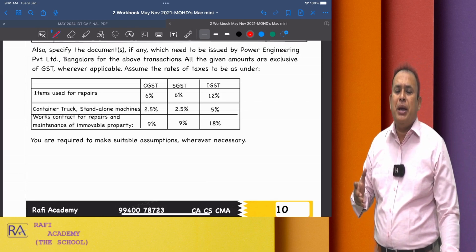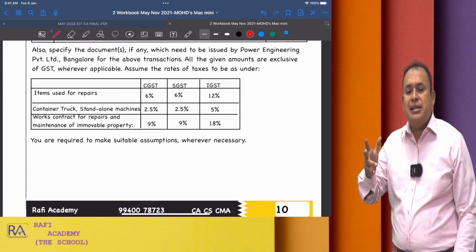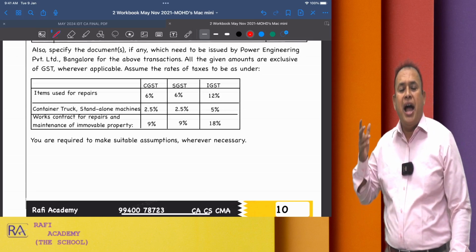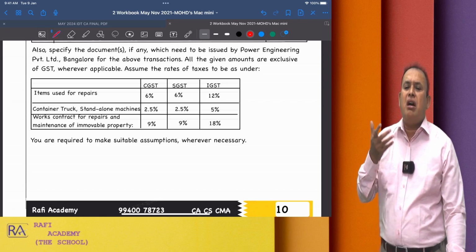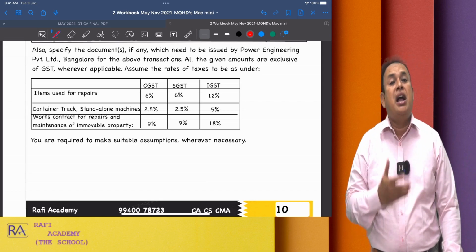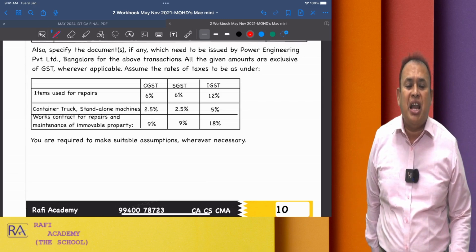Items used for repair, CGST, SGST 6% each, IGST 12%. Container truck standalone machines, CGST, SGST 2.5% each, IGST 5%. Works contract for repairs and maintenance of immovable property 9% CGST, 9% SGST, IGST 18%. You are required to make suitable assumptions wherever necessary.